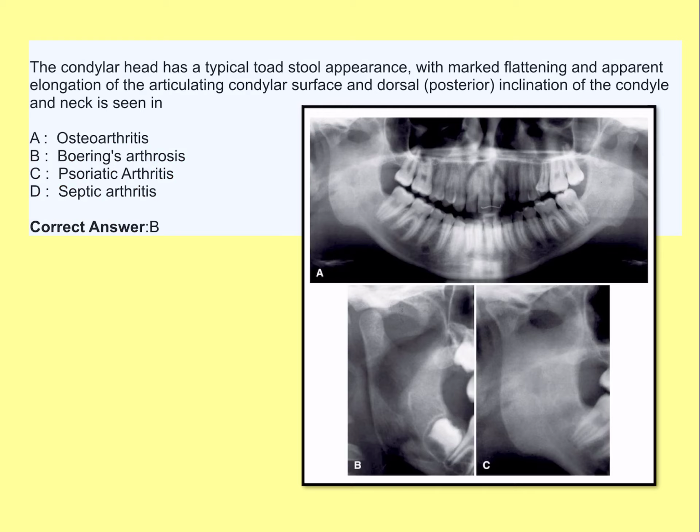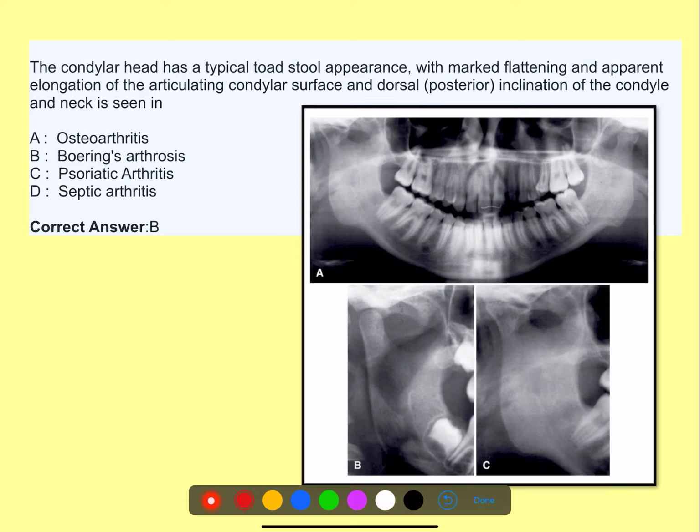Going into the question, it is given that the condylar head has a typical toadstool appearance with marked flattening and apparent elongation of the articulating condylar surface, and there is also an inclination of the condylar neck. So this question is completely based on radiological diagnosis. Here it is given as a typical toadstool appearance.